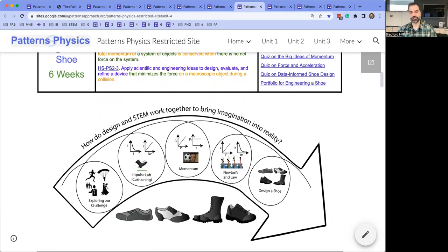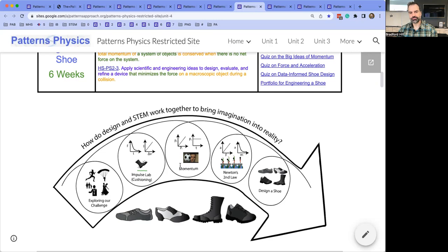Here we're engineering a shoe. So how does design and STEM work together to bring imagination into reality? So, design a shoe. We explore our challenge with human-centered design, then mathematically model impulse cushioning, which is really intuitive. The word impulse is not very intuitive to students, but the idea that you cushion something and that changes the force and time aspect, that is really intuitive, we have found. So that one might surprise some people to lead with, but it turns out to have worked really well.